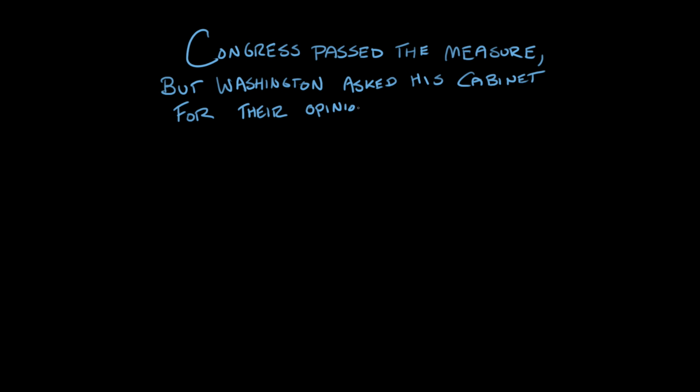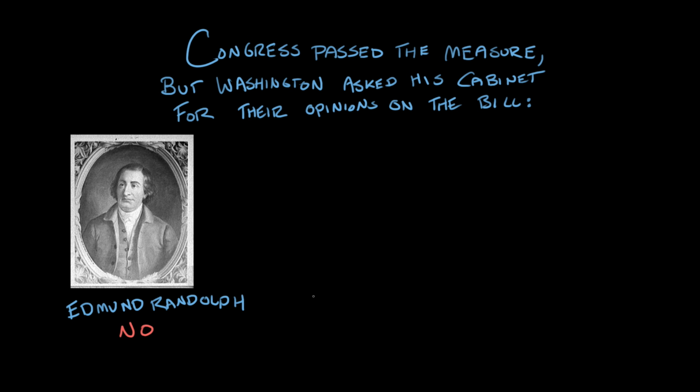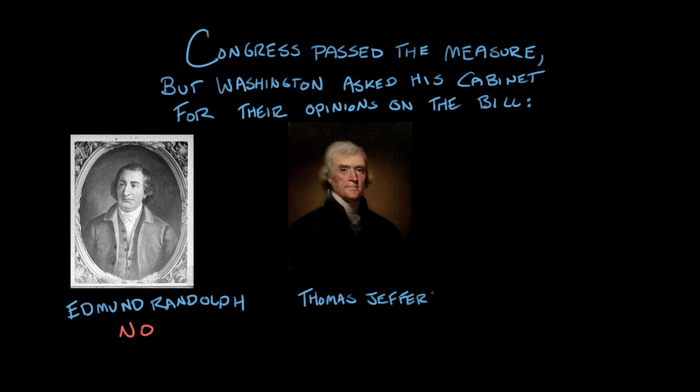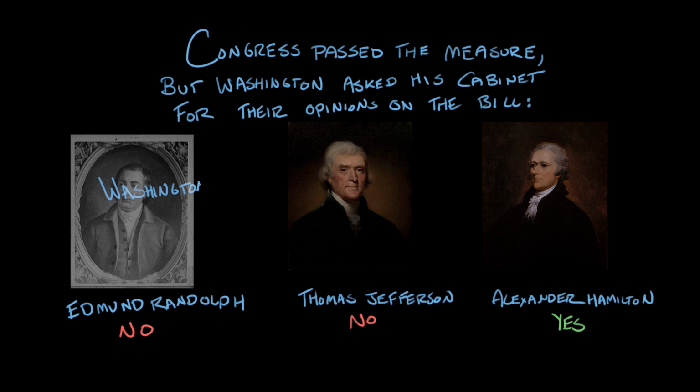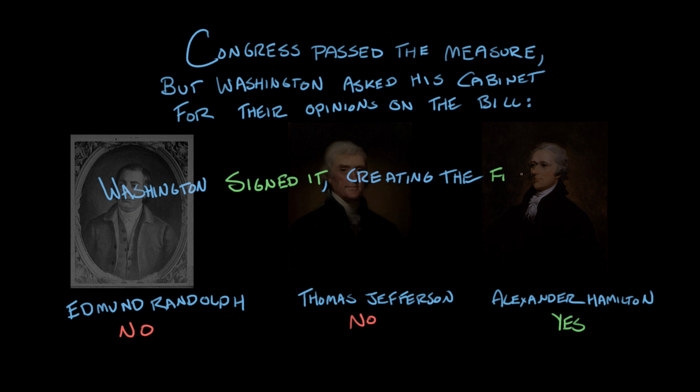And he heard from several of his cabinet members. He heard from his Attorney General, Edmund Randolph. He said it was unconstitutional. He heard from his Secretary of State, Thomas Jefferson. Jefferson said it was unconstitutional. And finally, he heard from his Secretary of Treasury, who had proposed it, Alexander Hamilton, who said it was constitutional. And Washington signed the bill, and it became law. And it established the first national bank of the United States.